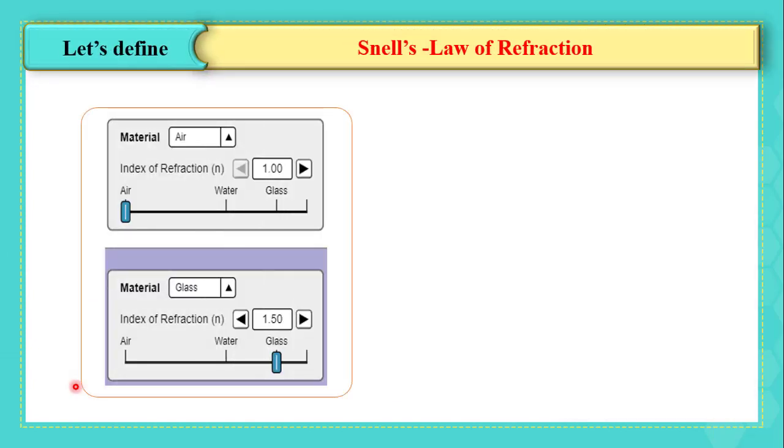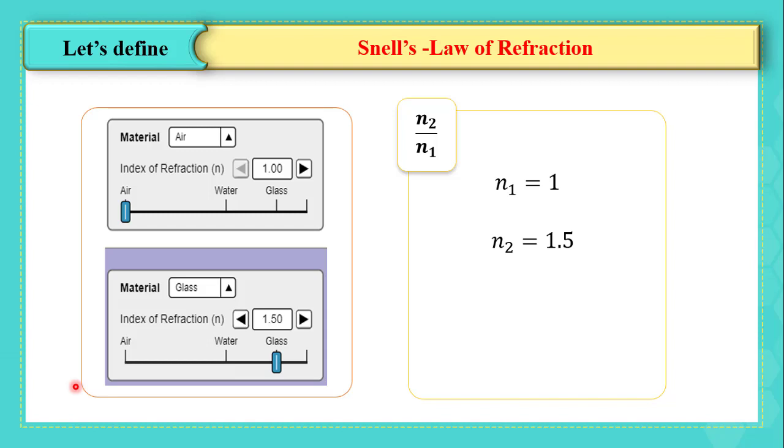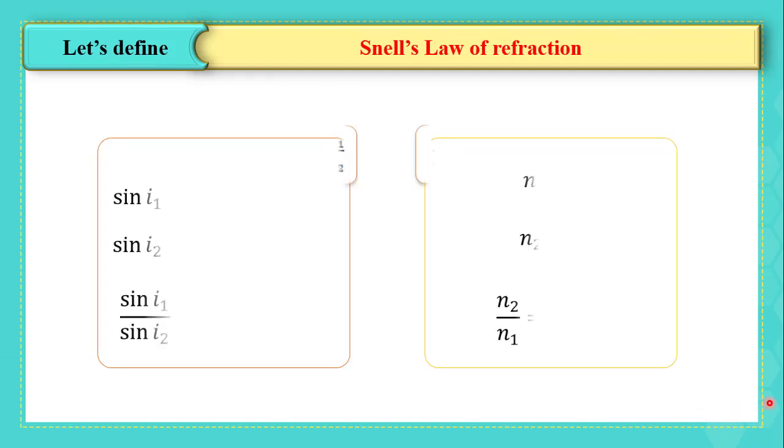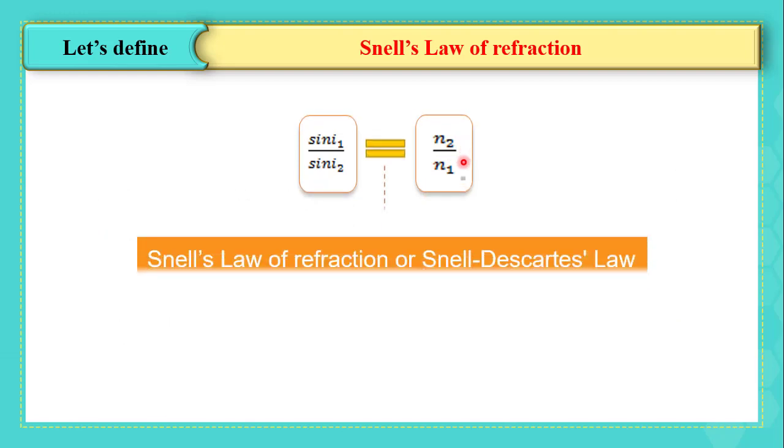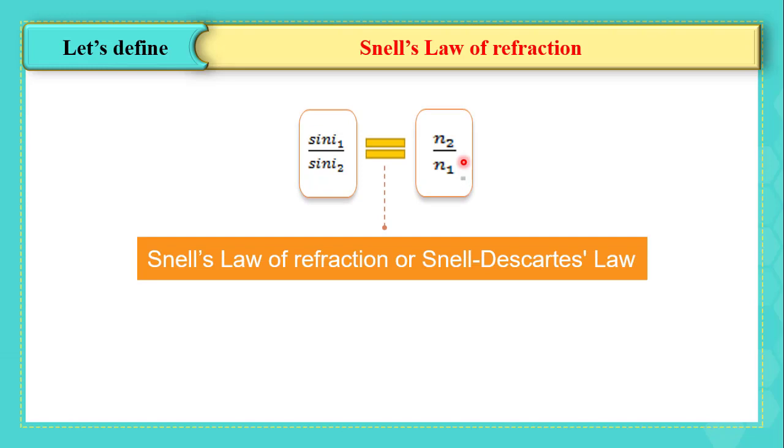On the other side, let's pick out the indices of medium 1 and 2. They are respectively n1 equal to 1 and n2 equal to 1.5. Now let's calculate the ratio of the index of the second medium to that of the first medium. We will obtain 1.5. By comparing the results, we can notice that the ratio of the sine of the angle of incidence to that of the sine of the angle of refraction is equal to the index of the medium of refraction divided by the index of the medium of incidence. This relation is the second law of refraction, known as Snell's law for refraction or Snell's-Descartes law.